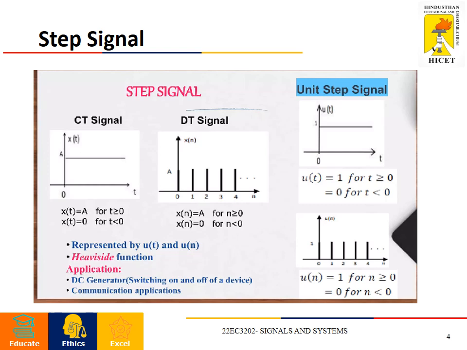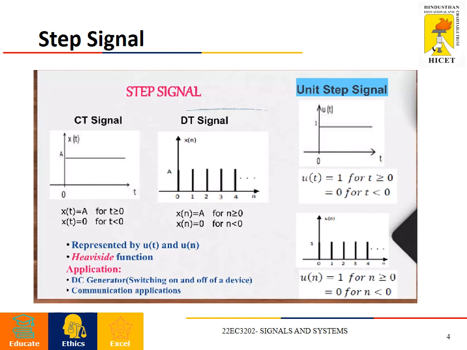The first signal is the step signal. Here we represent it in both continuous time signal and discrete time signal. The continuous time signal we represent as u of t, and the discrete time signal as u of n, which represents the unit step signal, the unit which represents 1. So u of t equals 1 for t greater than or equal to 0. Otherwise, it will be 0 for t less than 0.